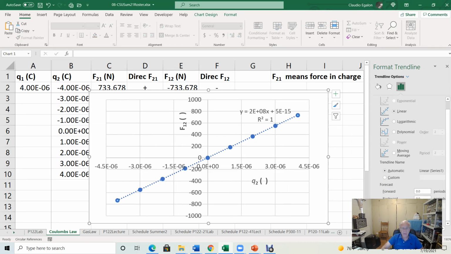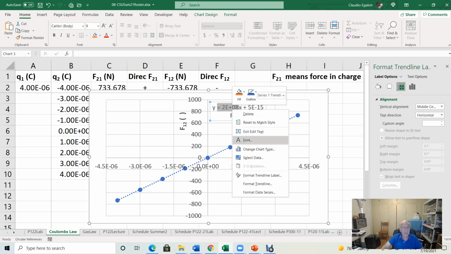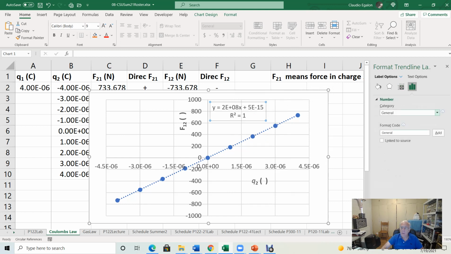Display equation on chart, display R square. I want to see more decimal places here. See, this number is very small, right? Let's see if I can get this formatted. Trendline label. I'm going to do scientific. Yeah, now I have more, right?